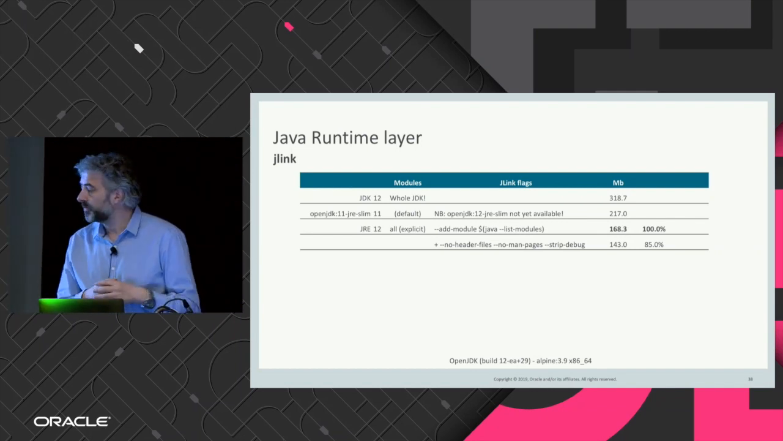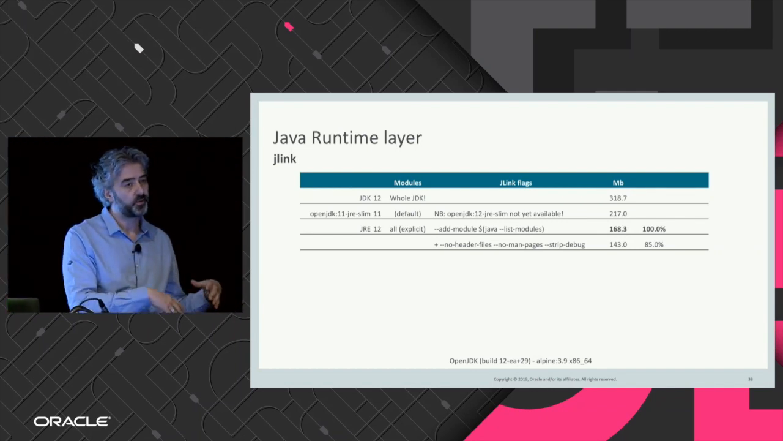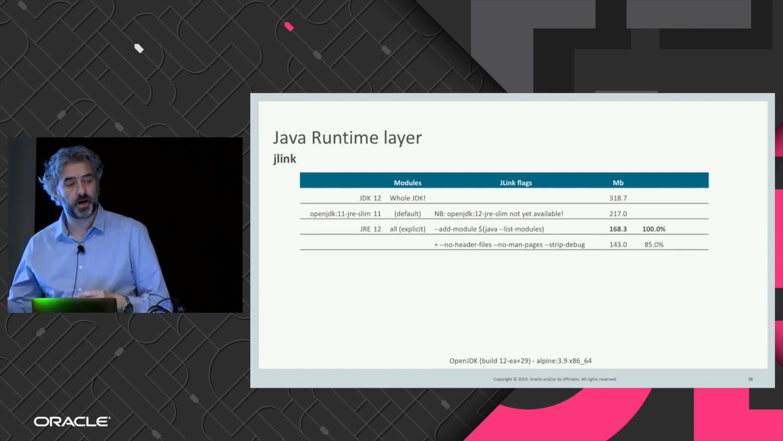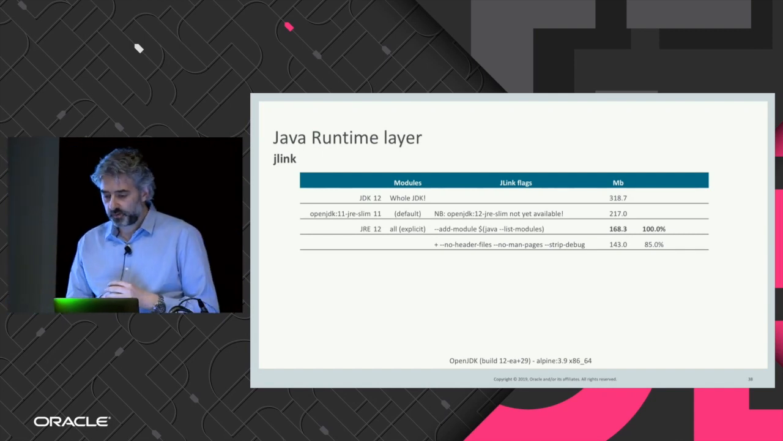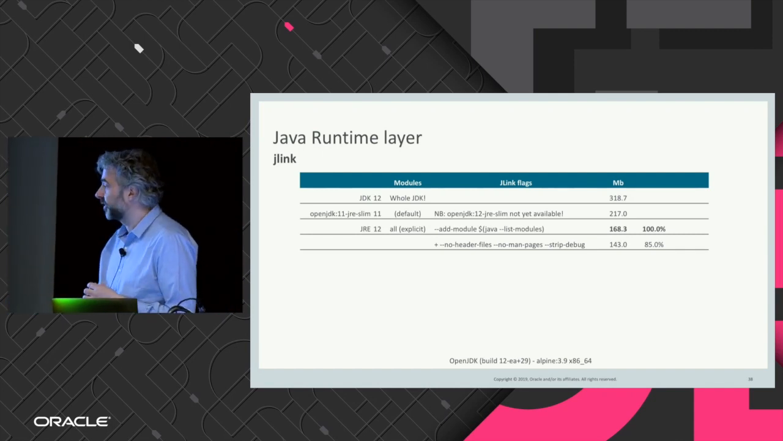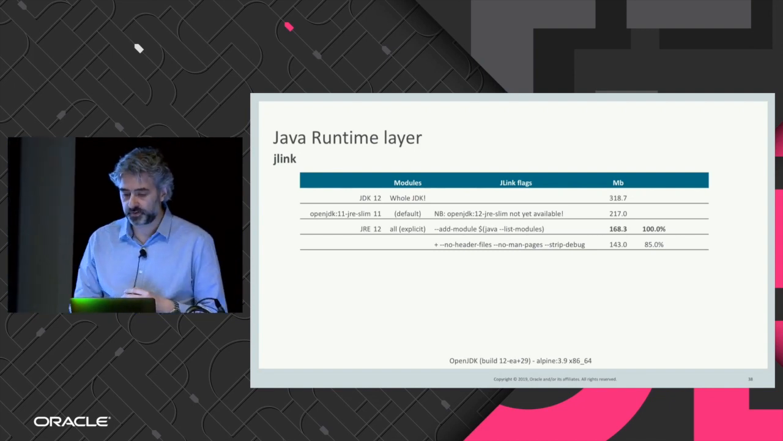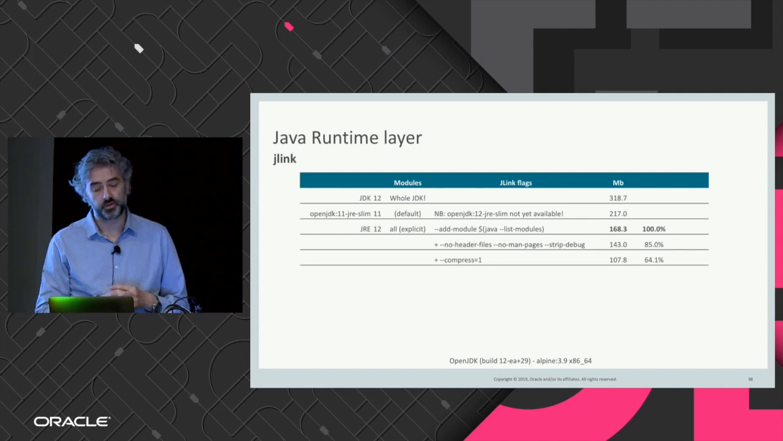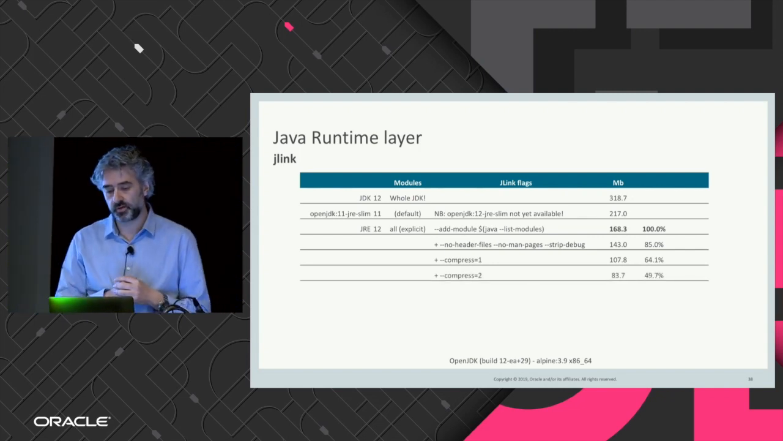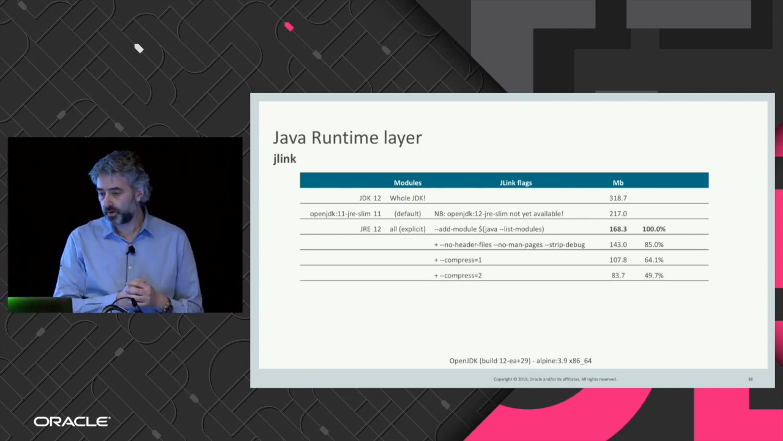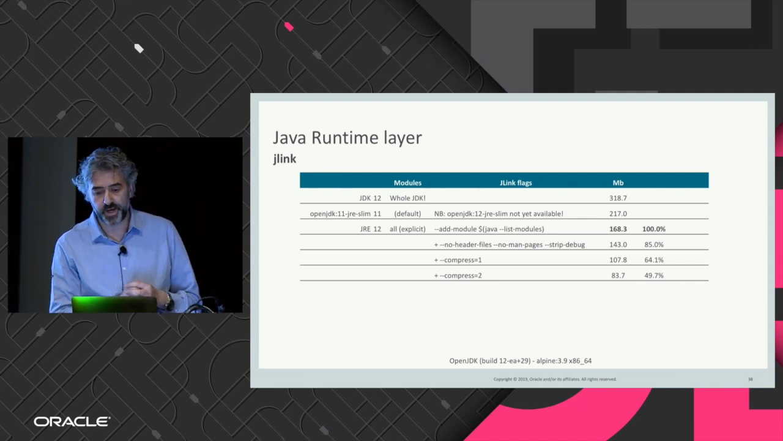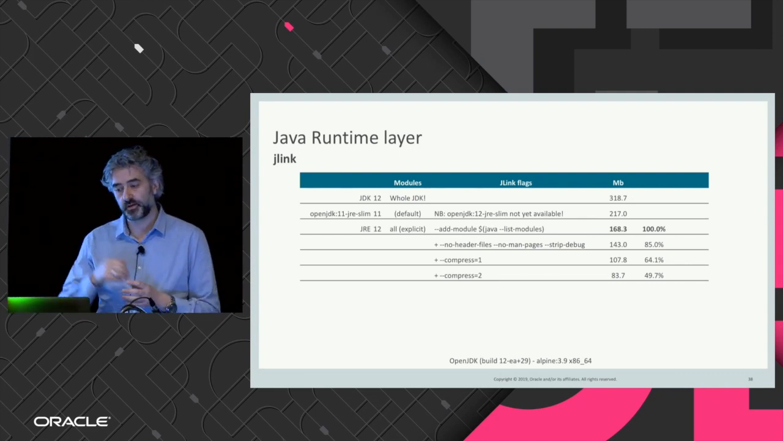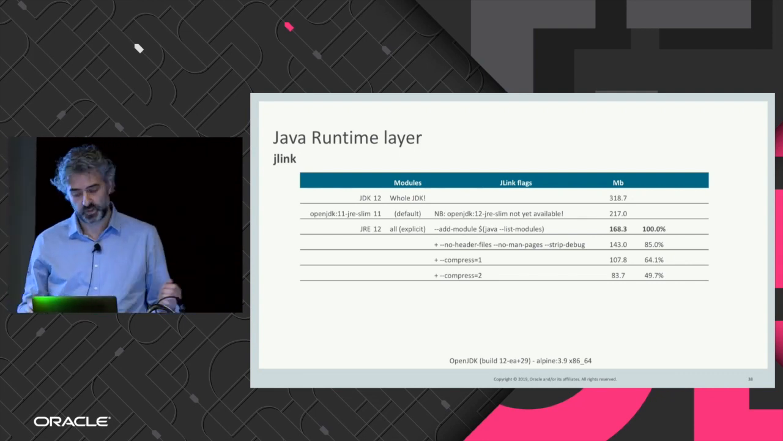Now, we can remove some of the information from the JRE that is not needed, like header files, man pages, and so on. From 168, we'll go down to 143. So we're saving 25 megabytes. We have two levels of compression. And if we compress to level 2, zip deflate, we are going from 143 to 83 megabytes. So we are saving another 60 megabytes.